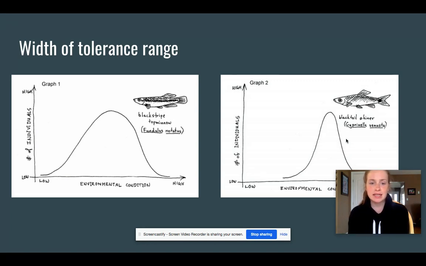In this case, that means that the black-striped topminnow would be more likely to invade the ecosystem of the blacktail shiner because, as we saw earlier, species are competing against each other for different resources as well.